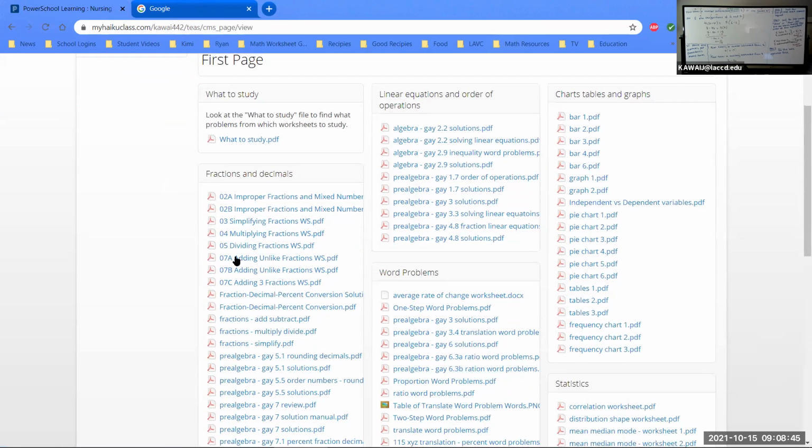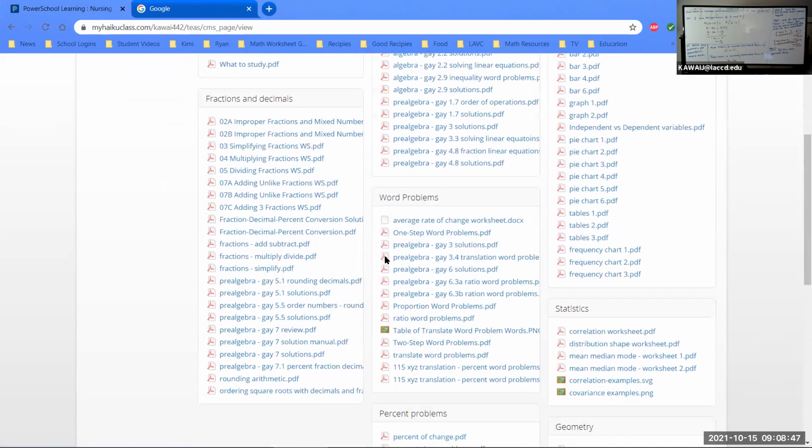So let's see, under word problems, you'll see this Gay 3.4 word problems. Martin Gay is the name of the author. Okay, so these will have word problems, and we also have this 115 XYZ translation word problems. This is a really good one also. This is the one that I've created for my old exams. Let me show that one to you.